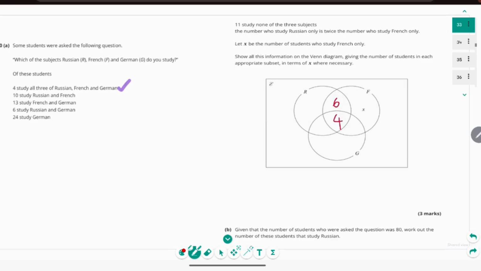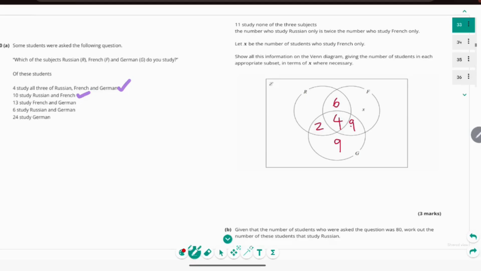So we've dealt with that one, dealt with this one. 13 study French and German. So French and German is 13, which leaves us 9 here. 6 study Russian and German. It's got to be 2. 24 study German. So 24 subtract 9, 4 and 2 gives us 9 here.